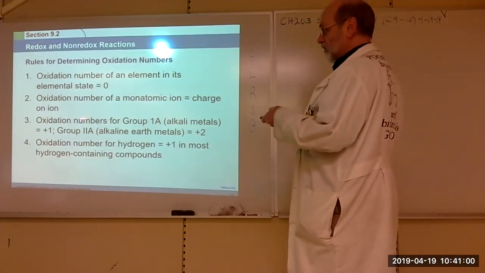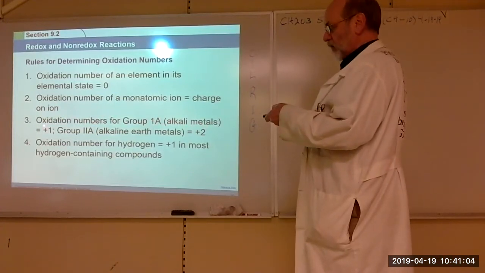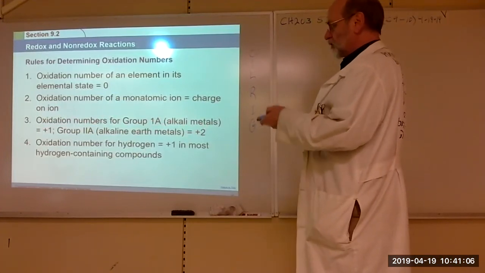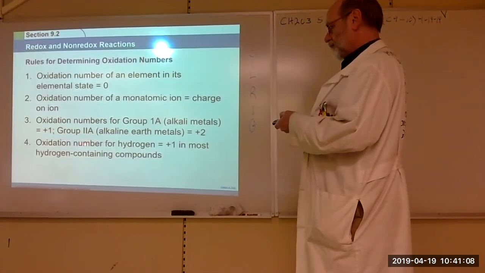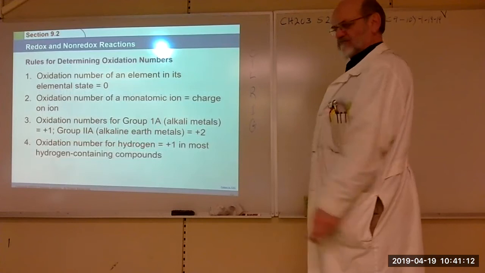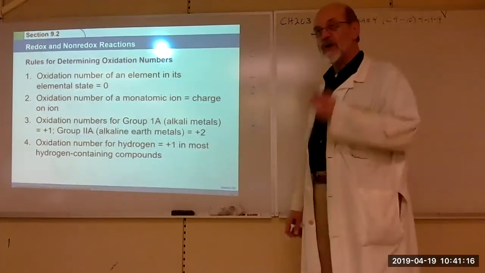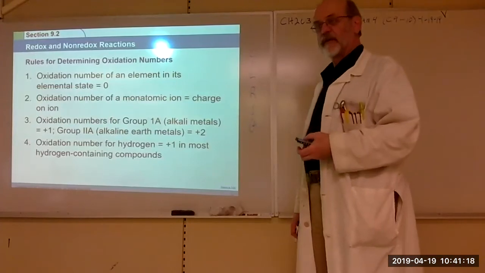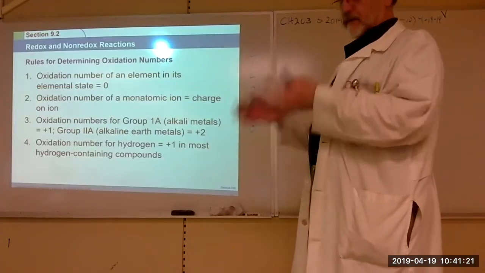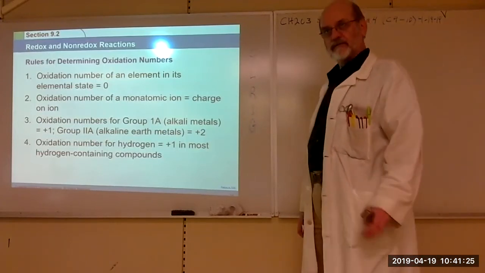I gave you the oxidation numbers for group 1A, the alkali metals. They're always +1. Alkaline earths are always +2. Hydrogen is usually, 90% of the time, +1. So if you have a hydrogen in a compound and you don't know what to give it, give it +1. -1 is possible, but rare.